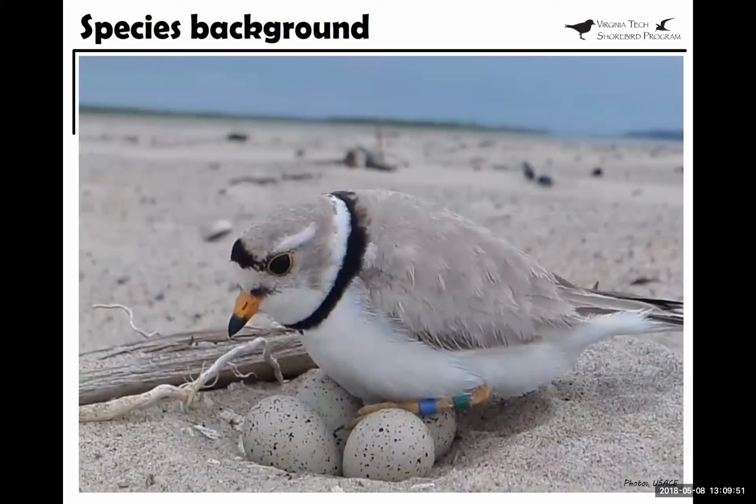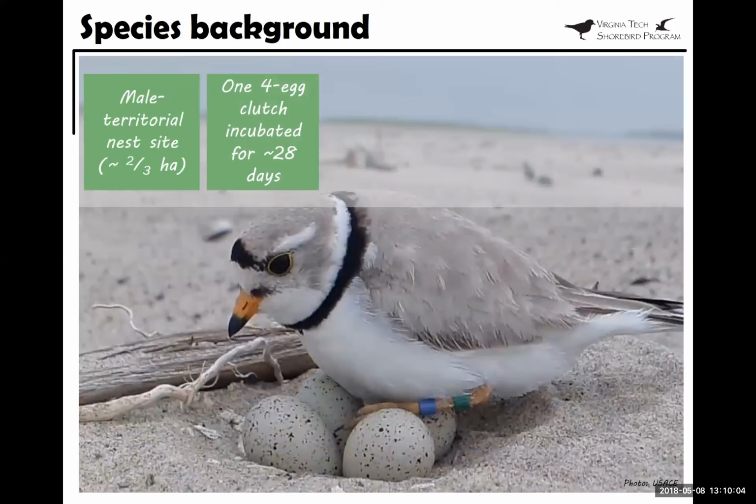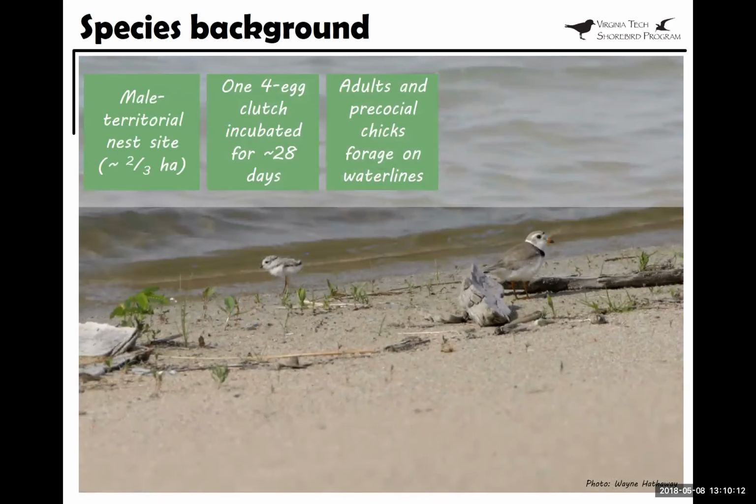So I'll give you a little more background on the species, and then we'll get into the methods and results on the demography. Piping plover males establish and defend nesting territories that are about 2/3 of a hectare in size. They typically have 1 4-egg clutch that is incubated in intervals by both adults for about 28 days. Chicks are precocial, and they're able to walk and forage soon after they hatch. And adults and chicks preferentially forage along water lines where invertebrate prey density is high.